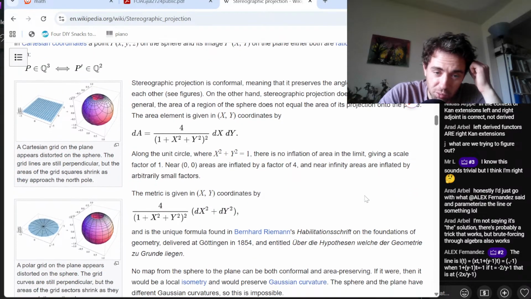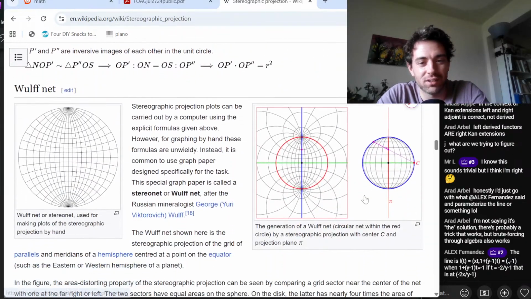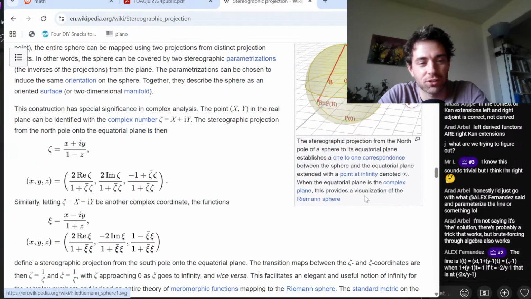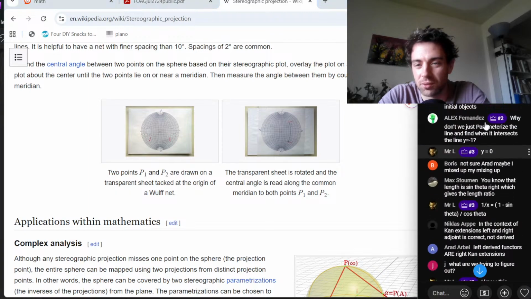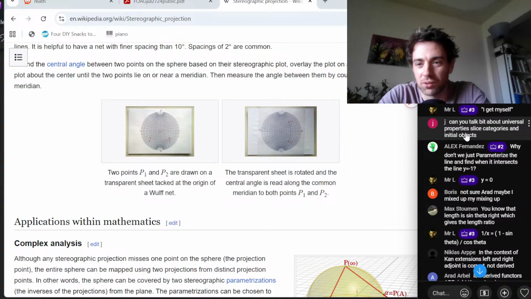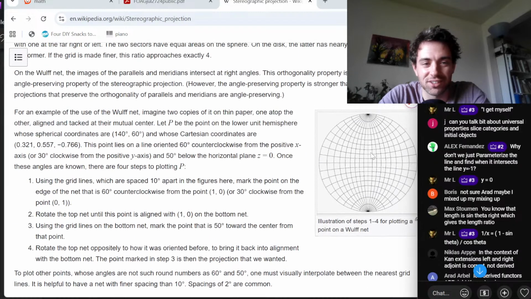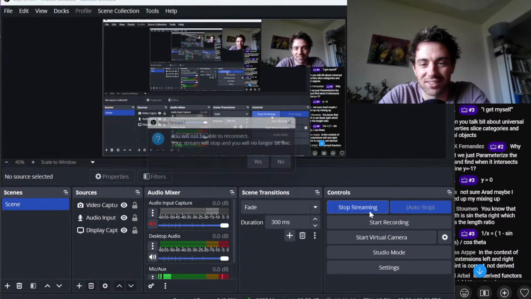Well, I guess we'll leave it there. My inability to do basic high school geometry forever immortalized on YouTube. Who knows what we'll do tomorrow? What did someone ask me to do tomorrow? They wanted me to talk about universal properties. Maybe we'll talk about universal properties and slice categories tomorrow. Until then, see if you can outdo me on stereographic projection.